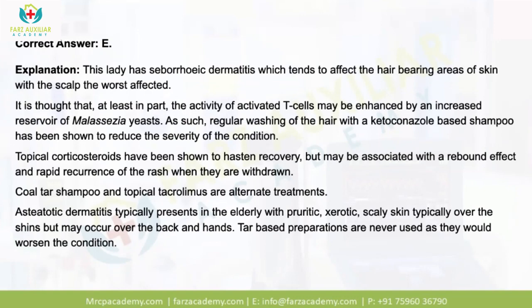Topical steroids have been shown to hasten recovery, but may be associated with rebound effect and recurrence of the rash when they are withdrawn. Coal-tar shampoo and topical tacrolimus are alternate treatments, not the first-line treatment. Asteatotic dermatitis typically presents in the elderly with a pruritic, xerotic, scaly rash over the shins, but may occur over the back of the hands. Tar-based preparations are never used as they would worsen the condition.